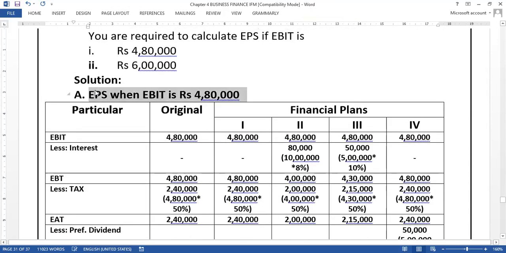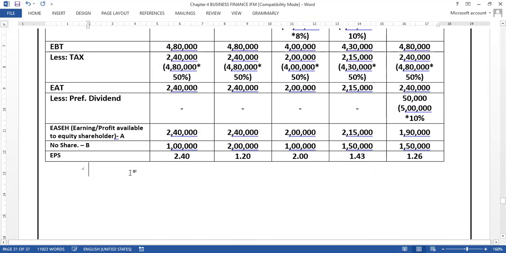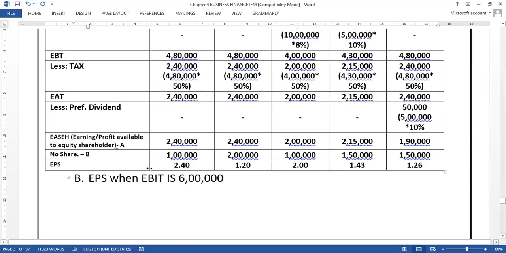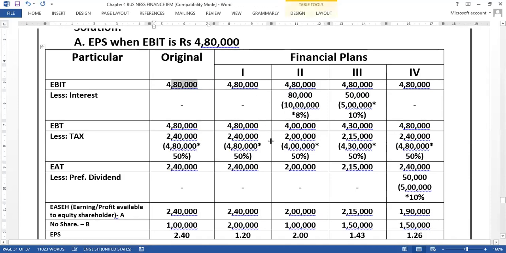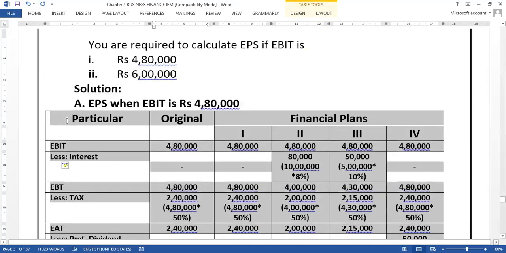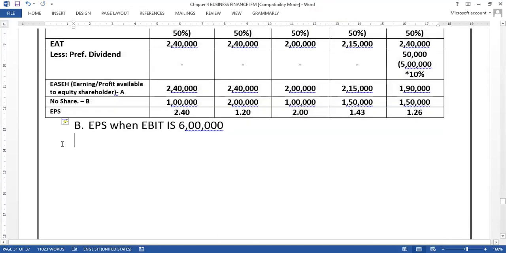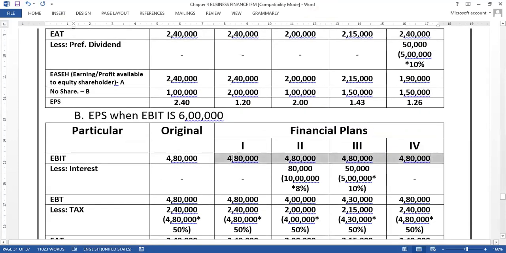Okay. Now we calculated for one part. That means we have to focus on B. EPS when EBIT is 6 lakh. Whatever procedure you follow remains the same. Only the first part will change. Apart from that, everything remains the same. I will take down the entire copy of it and change it here. That means the first part will be changed.